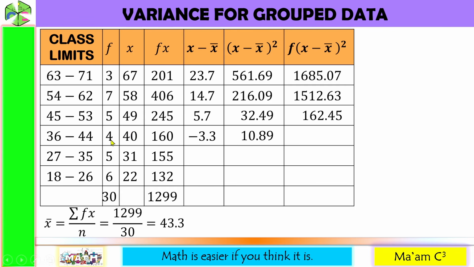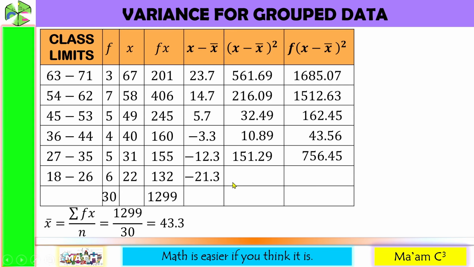Multiplied to its corresponding frequency, which is 4, is 43.56. Next, our x is 31 minus 43.3, which is negative 12.3. Square that, 151.29. Multiply this by the corresponding frequency, which is 5. That will give you 756.45.